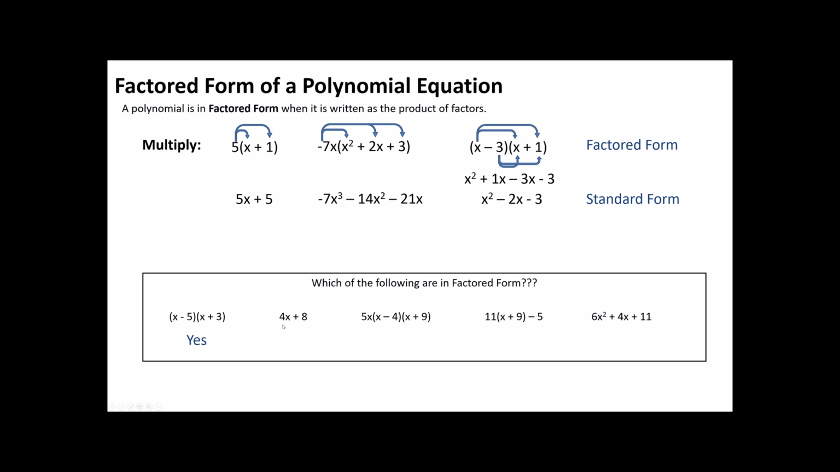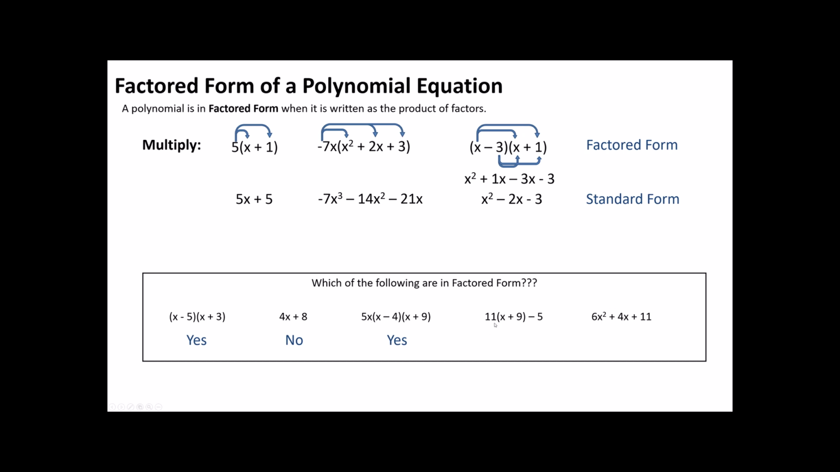What about this one? This is not in factored form. Notice that it is a linear monomial added to a constant monomial, or you could make the argument that this is a linear binomial that's not multiplied by anything. How about over here? Is this in factored form? Yes, it is. You have a 5x multiplied by x minus 4 multiplied by x plus 9. Notice whatever value this is multiplied by this, which is multiplied by this.